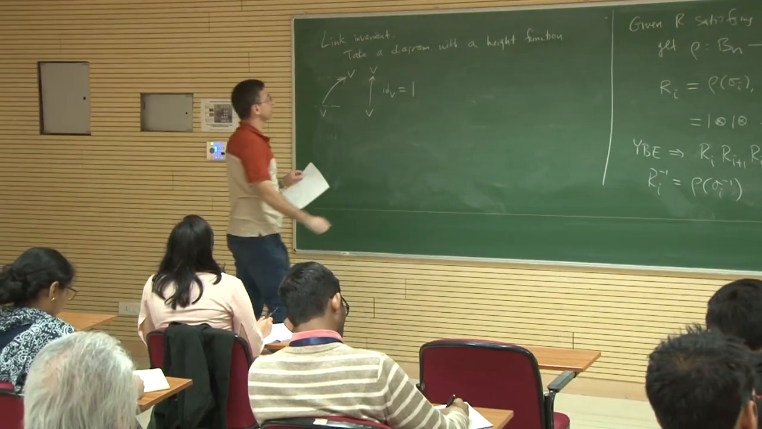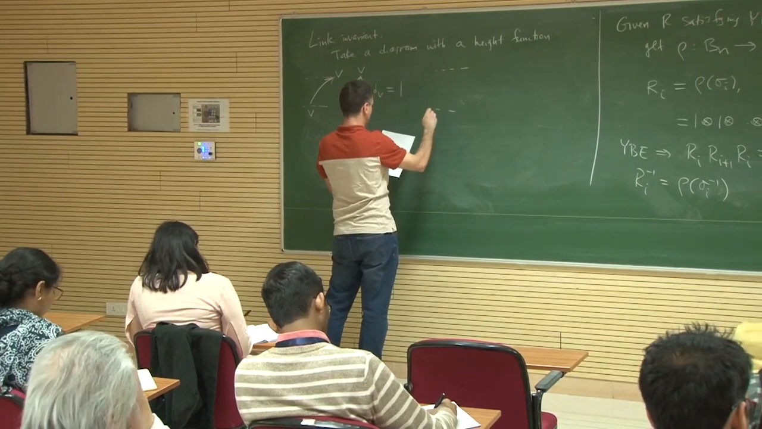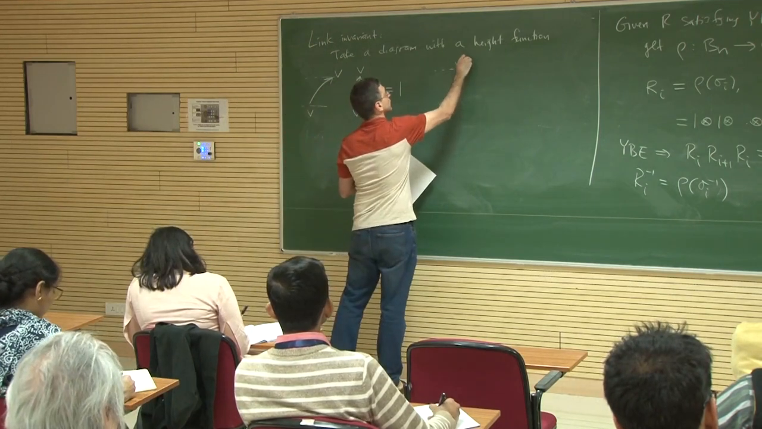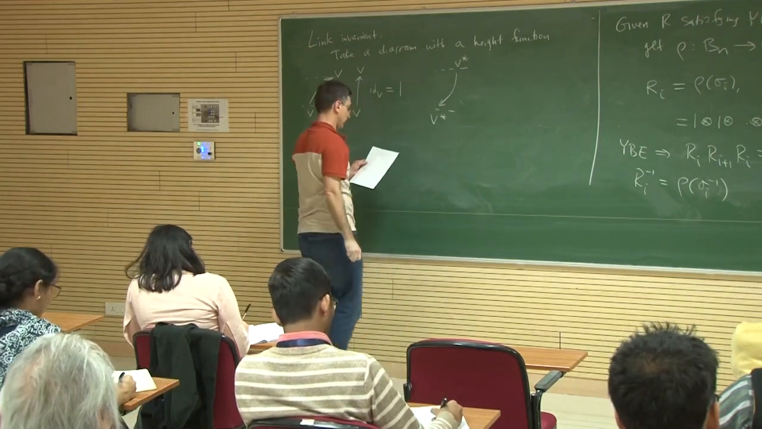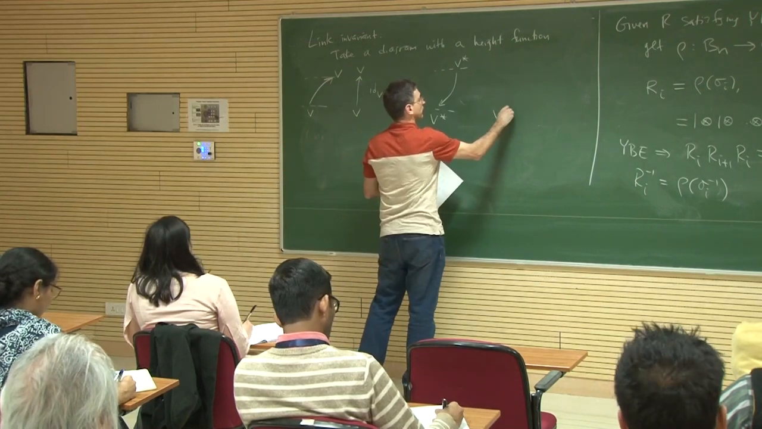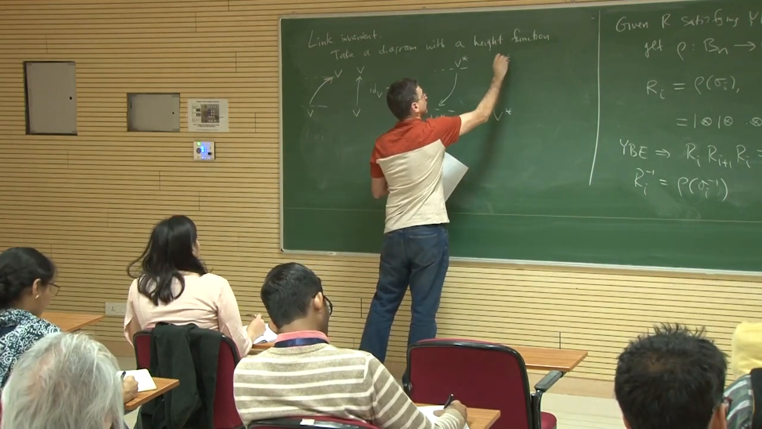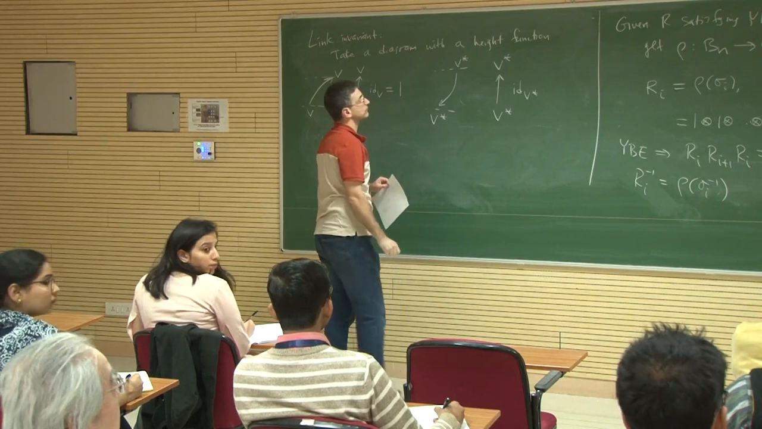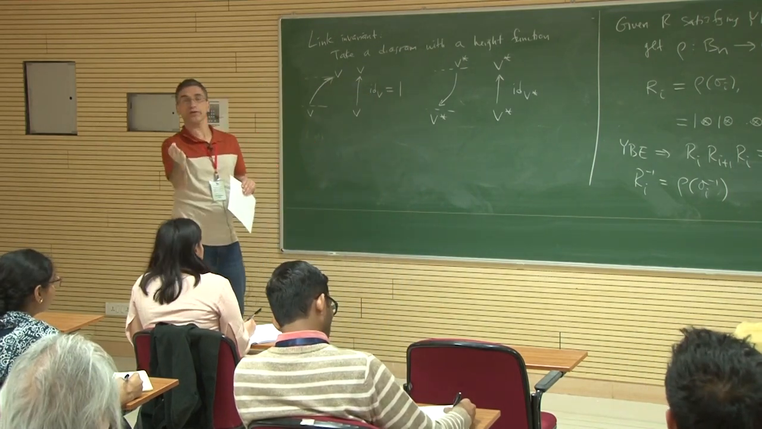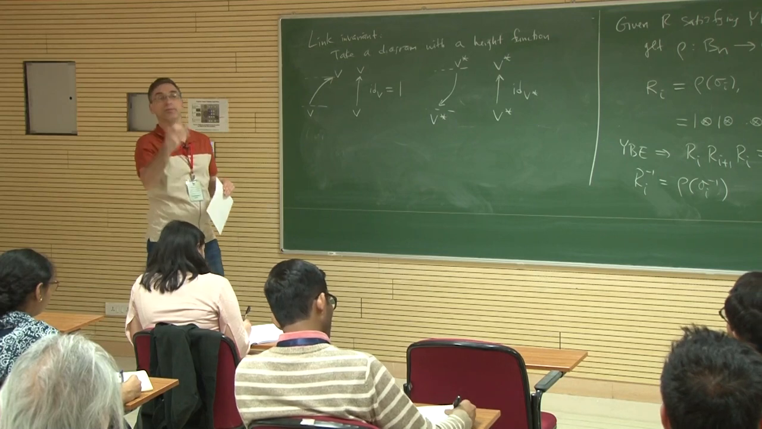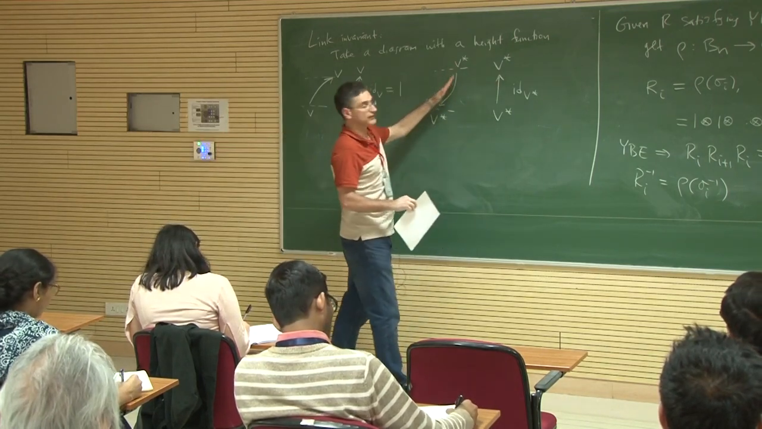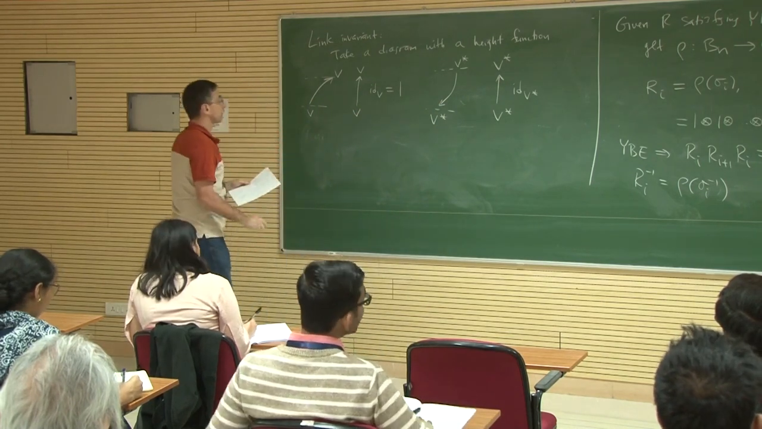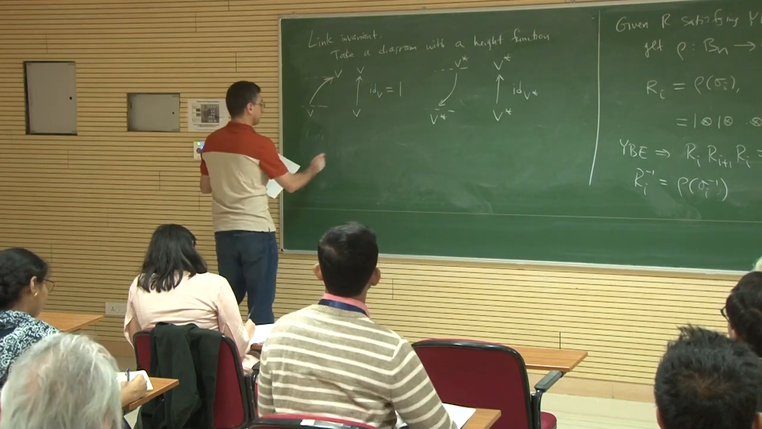On the other hand, if I have an oriented arc like this, then I need the dual vector space going from V star to V star. And so this is going from V star to V star by the identity on V star. Okay? So it's a little confusing. I'm always going from bottom to top on my maps, but the arcs of the diagram could be oriented up or down.